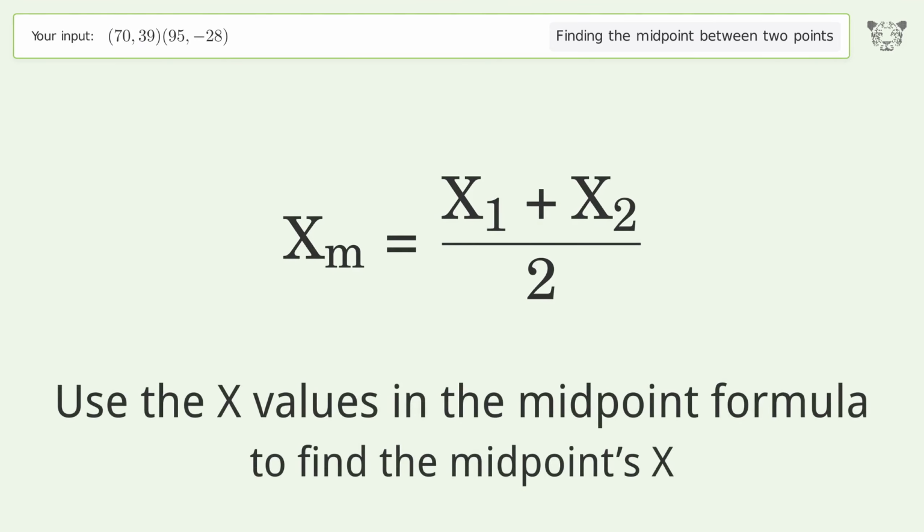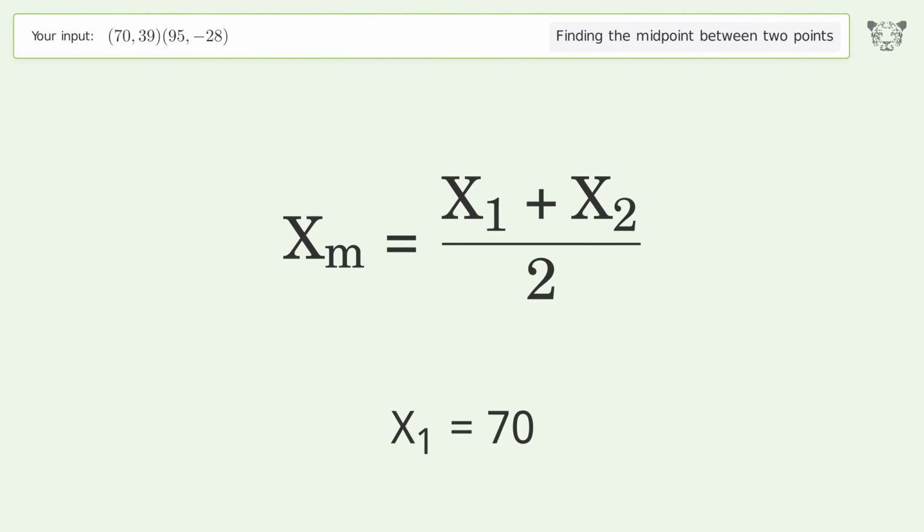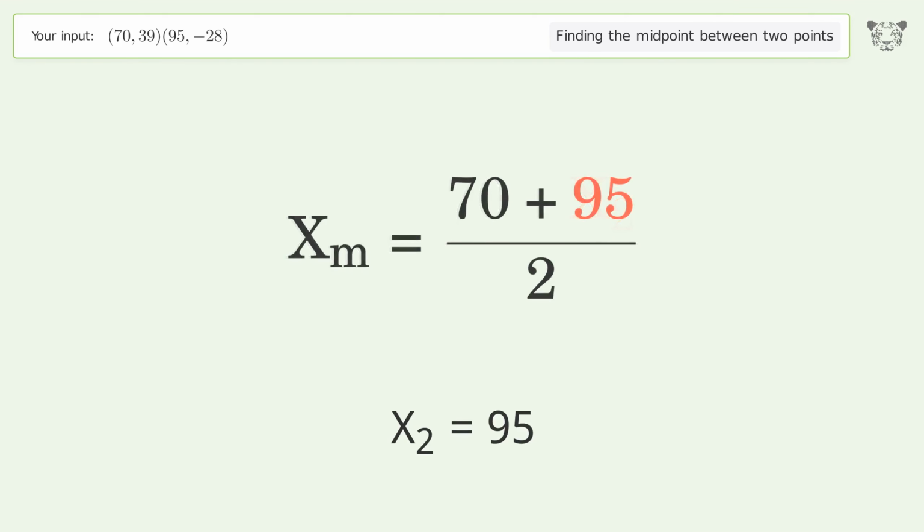Use the x values in the midpoint formula to find the midpoint's x. x1 equals 70. x2 equals 95. Simplify the arithmetic.